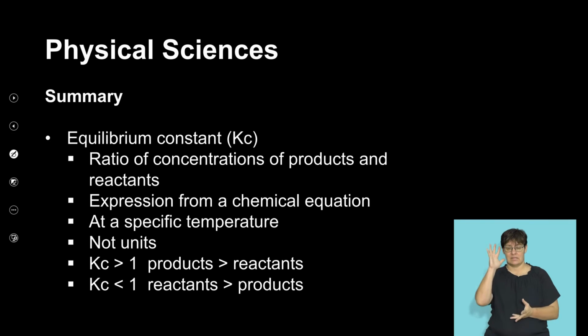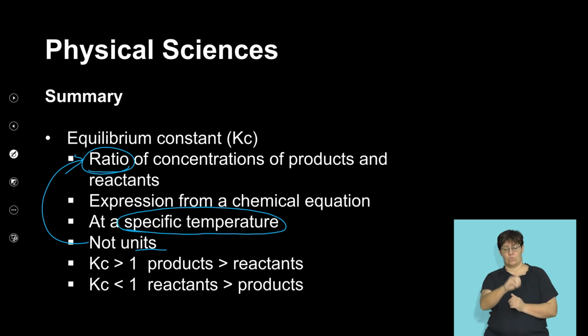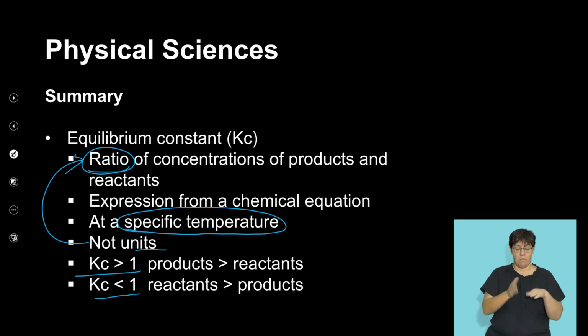Then to summarize the equilibrium constant, or Kc, it is the ratio of the concentrations of your products and your reactants, expressed from the chemical equation. It only applies to a specific temperature. There are no units because it is a ratio. When Kc is bigger than 1, your products are more than your reactants. And when Kc is smaller than 1, your reactants are more than your products.